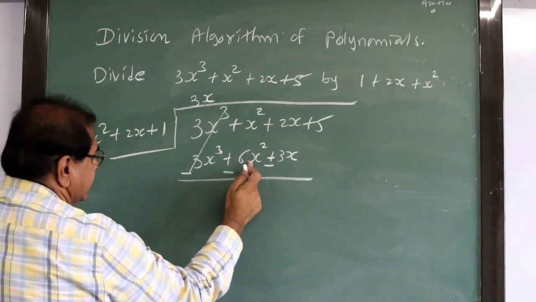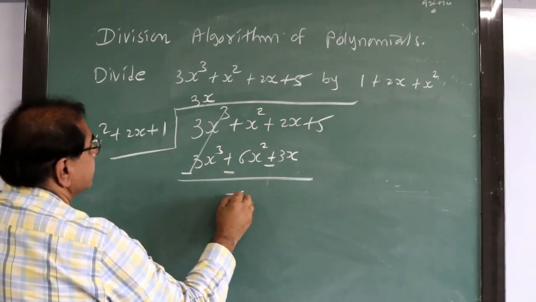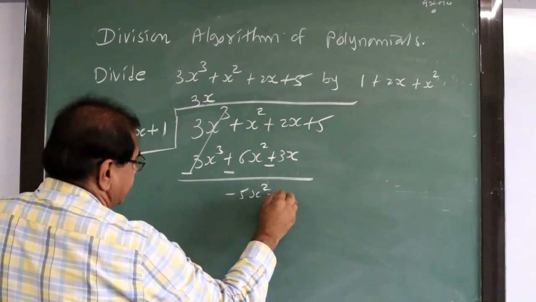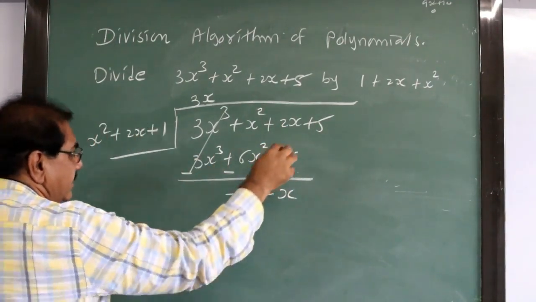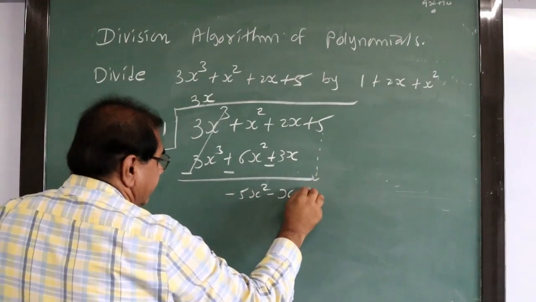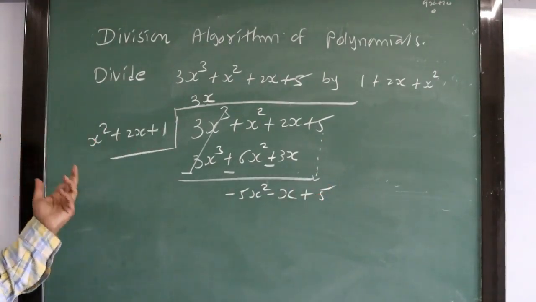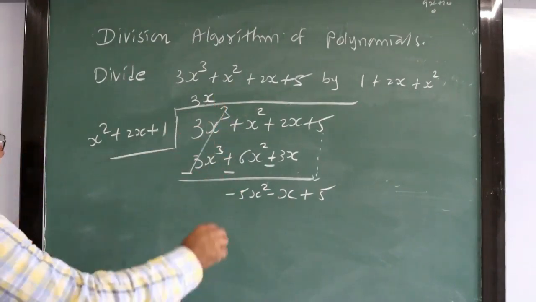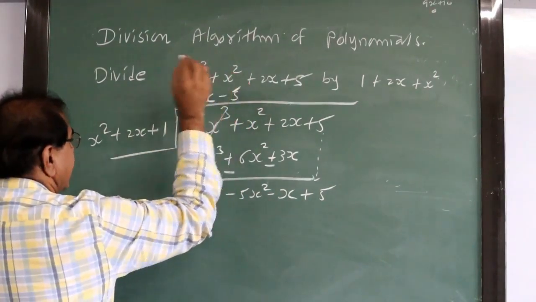Plus x square minus 6x square, that is minus 5x square. Plus 2x minus 3x is minus x. Now this 5 is carried down, plus 5. Again we start the division. x square multiplied by what makes minus 5x square? You will know it, it is minus 5.